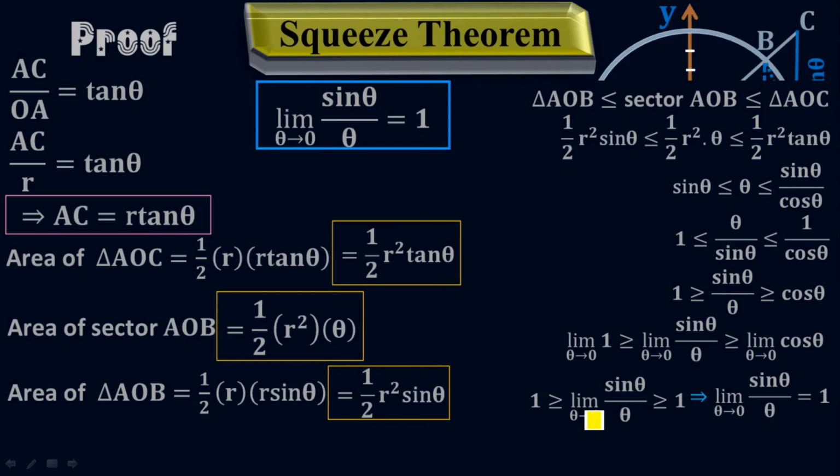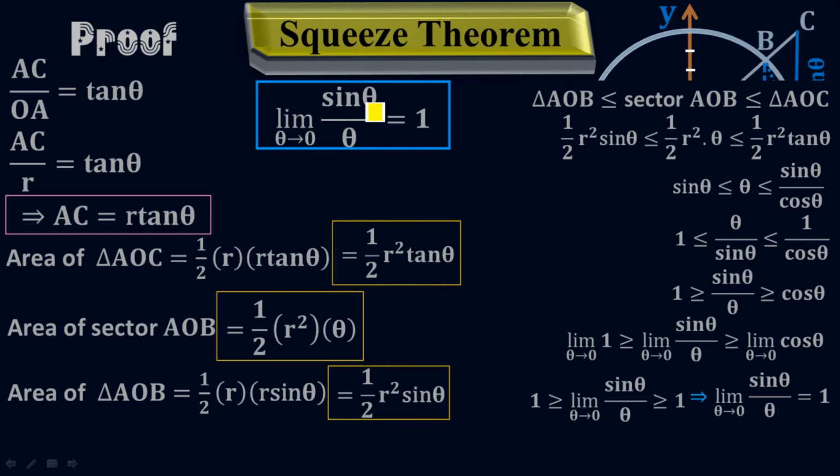If this middle function is equal to or less than 1, but on the other hand it is equal to or greater than 1, it means that this middle number is also 1. If g is 1 and h is 1, this middle function, which is f, is also 1. So limit of sine of theta over theta where theta approaches 0 equals 1, because g equals 1 and h equals 1. So this also equals 1. That's how we have proved that the limit of sine of theta over theta where theta approaches 0 equals 1.